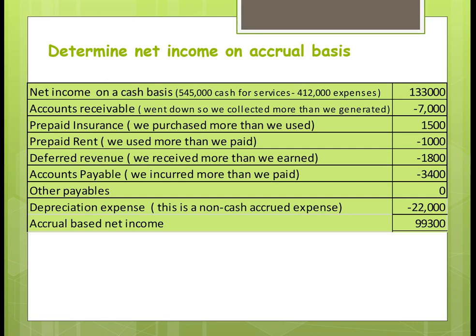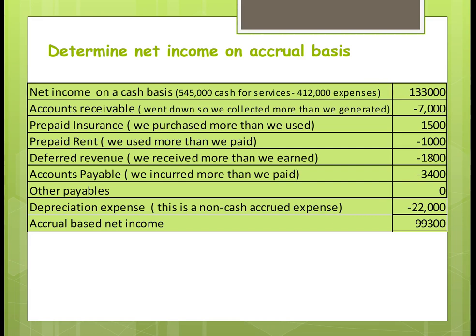So this is what it would look like. Net income on a cash basis would be the cash for services minus the expenses. Now, the accounts receivable went down, so we collected more than we generated. So we have to subtract that out. Prepaid insurance, we purchased more than we used, so we have to add that back in. Prepaid rent, we used more than we paid, so we have to subtract that out. Deferred revenue, we received more than we earned. We have to take that out. Accounts payable, we incurred more than we paid. We have to subtract that out.